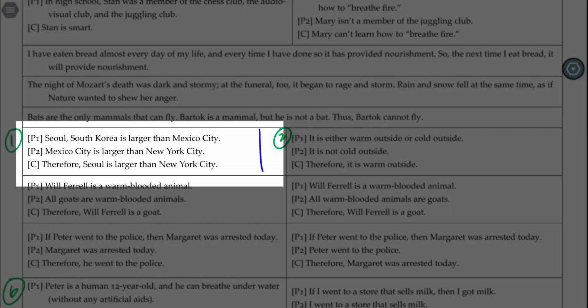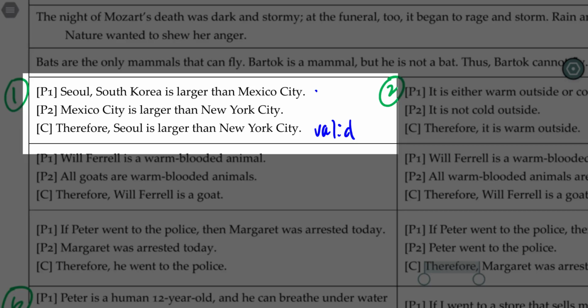Seoul, South Korea is larger than Mexico City. That's premise 1. Premise 2, Mexico City is larger than New York City. Conclusion, therefore, Seoul is larger than New York City. This argument is valid, and the reason it's valid is because if these two premises are true, then this conclusion has to be true.